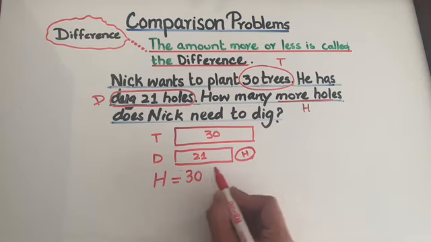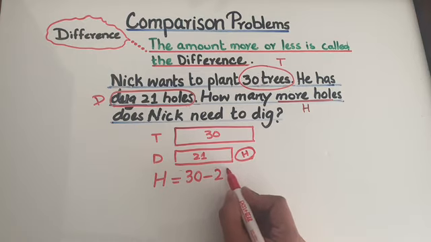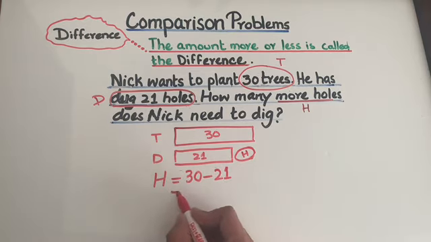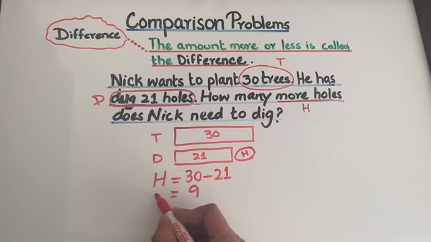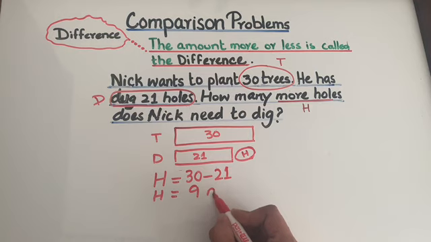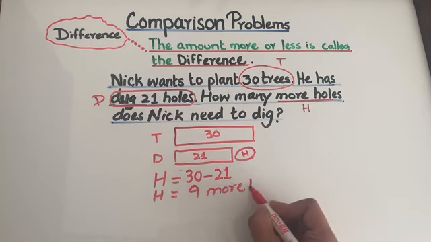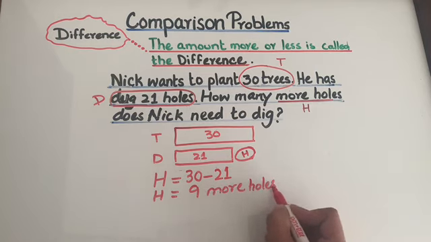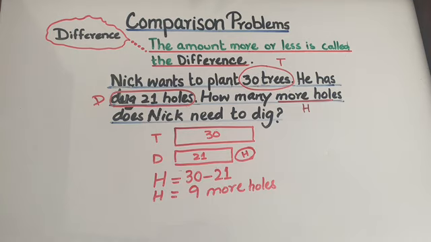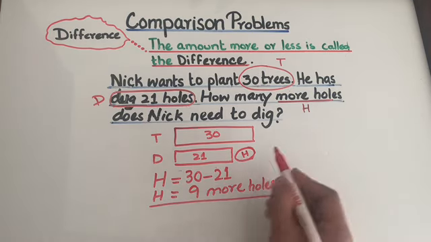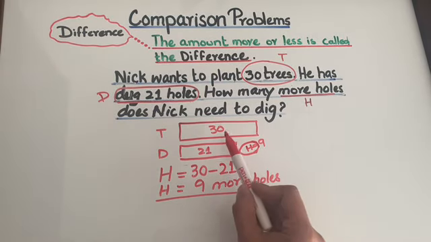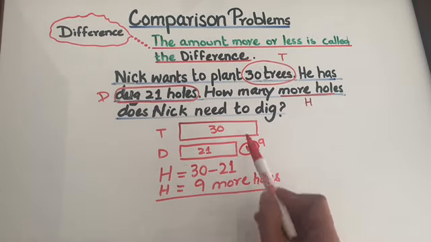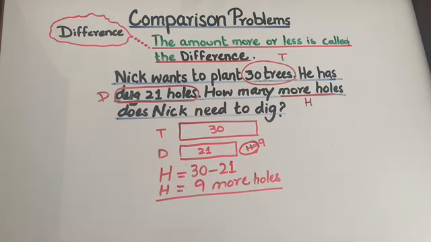30 trees minus the holes which Nick has already dug. 30 minus 21 is 9. So 9 more holes Nick needs to dig. This is the answer, and 9 plus 21 is 30. In this way you can verify your answer.